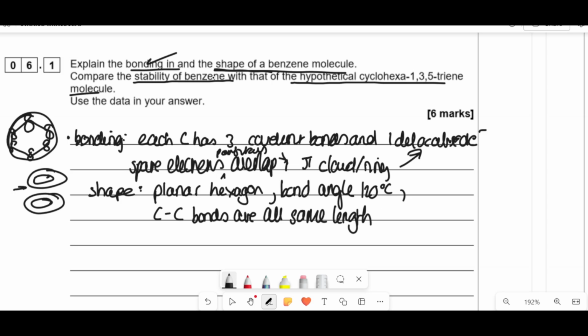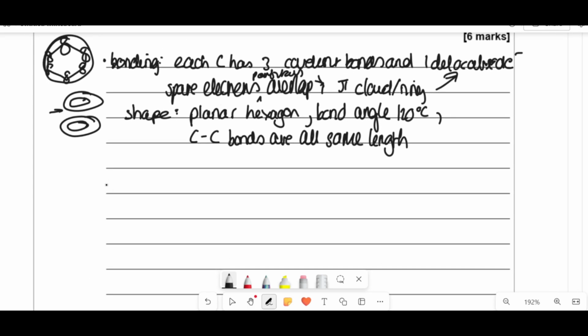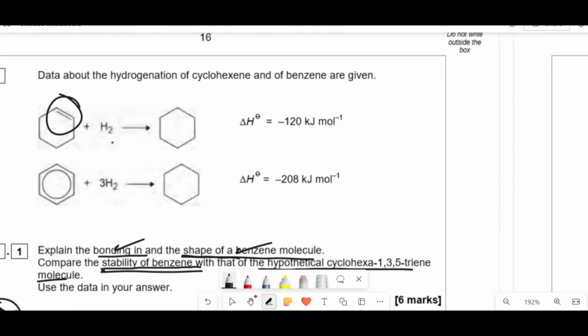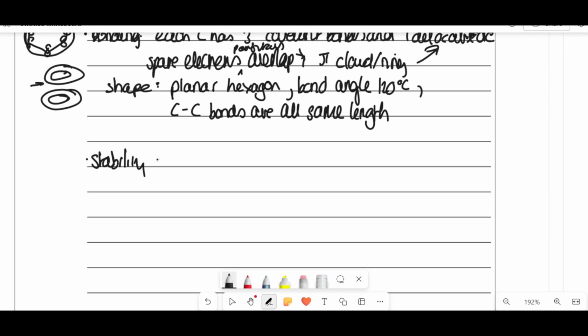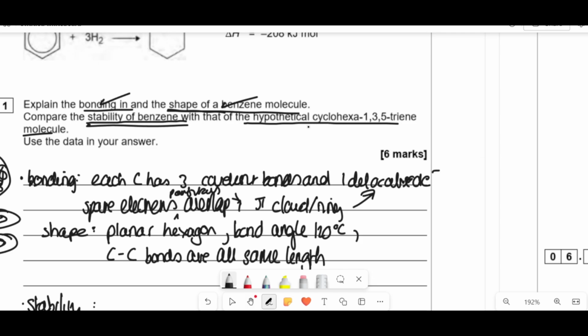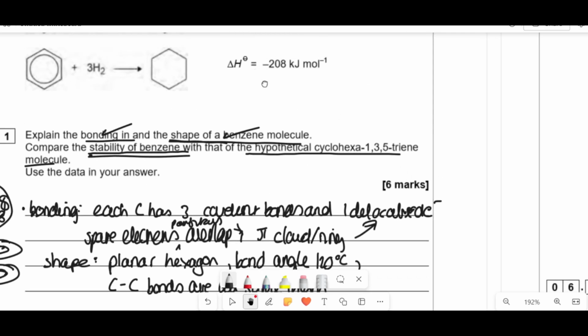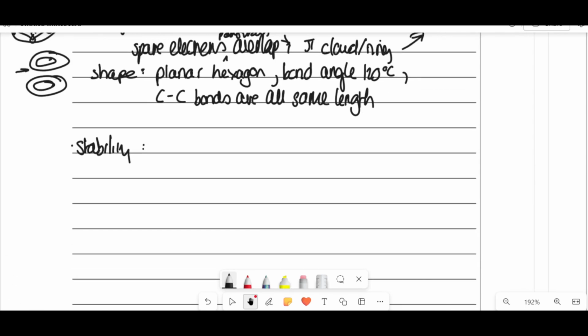So then that's that bit done, and then it says compare the stability of this. So in terms of our stability, we need to look at the numbers they've given us, right? So in order to cause hydrogenation of one double bond here to eventually get this, it needed minus 120. Now Kekulé proposed that there were just 3 double bonds in this, right? So we would expect the delta H of hydrogenation to be 3 lots of that one, right? And that's what it also hints at in the question as well, that'd be expected of this, right? So here, 120 was for one of them, 3 of them is going to need that.